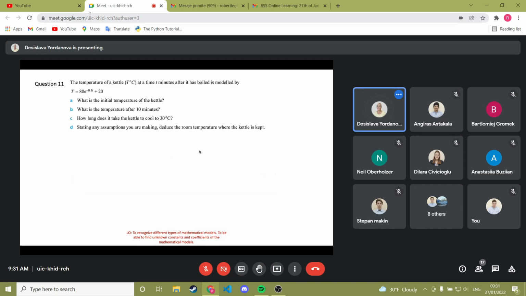Okay, let's try this. The temperature of a kettle at a time t minutes after it has boiled is modeled by this exponential model. At first, is it growth or decay? Decay, because after it has boiled, it decreases. So, what's the initial temperature of the kettle? 20 degrees, because it's when t equals 0.